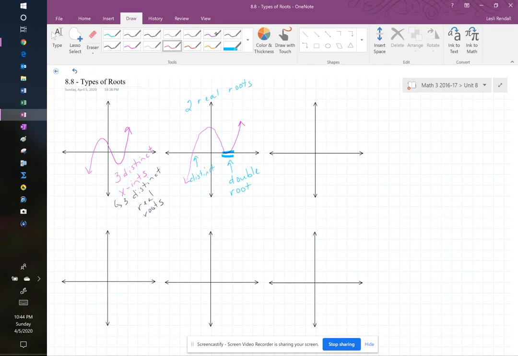So what happens then when I have a cubic that only crosses once? Well, if it only crosses once, that means we have 1 real root, and then we have 2 imaginary roots. And what we'll see when we go and look at the algebra behind this is that imaginary roots always come in pairs.